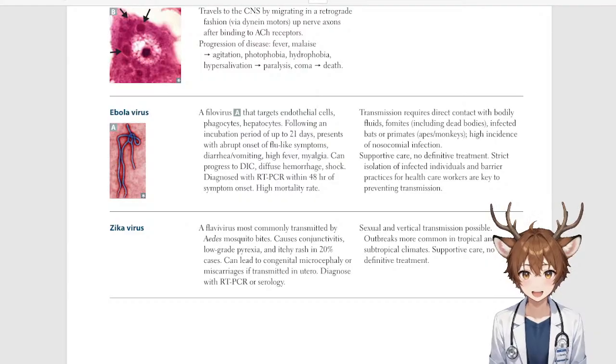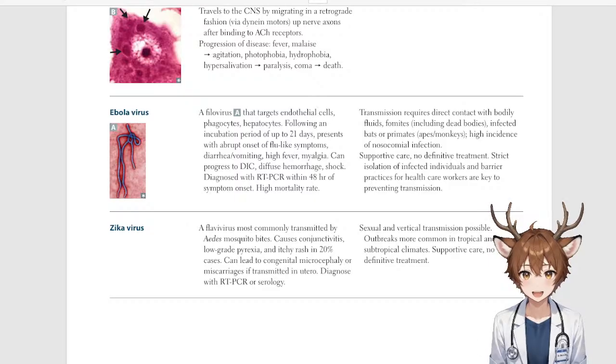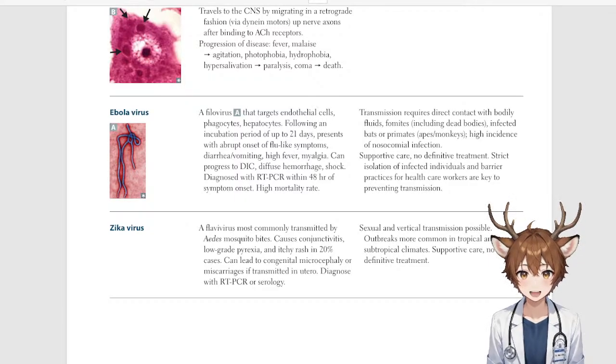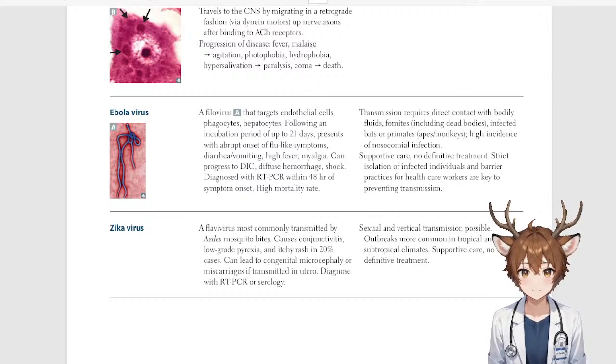is a flavivirus most commonly transmitted by the Aedes mosquito bites. Causes conjunctivitis, low-grade pyrexia, and itchy rash in 20% of cases. Outbreaks more common in tropical and subtropical climates. May be complicated by Guillain-Barré syndrome. Supportive care, no definitive treatment. Diagnosed with RT-PCR and serology.